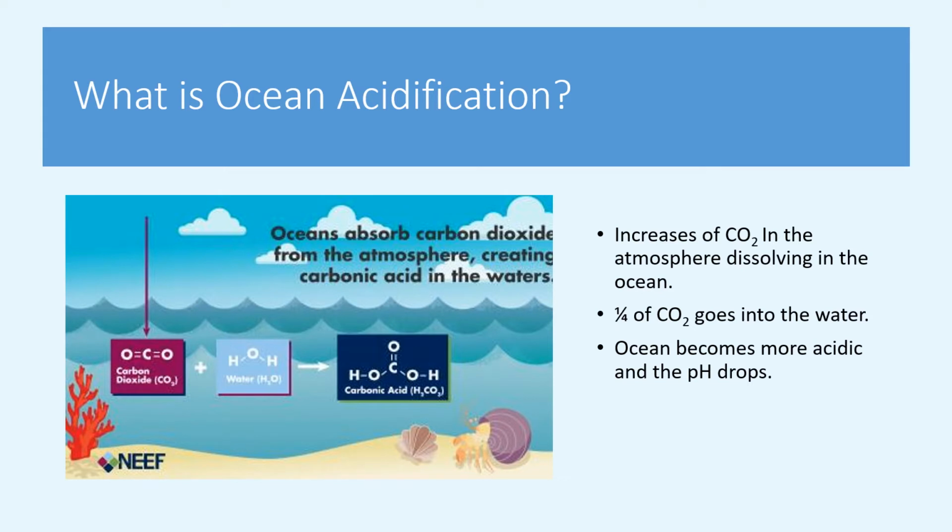Ocean acidification is when there's carbon dioxide in the atmosphere, but it also dissolves in the ocean. The carbon dioxide in the air is released by the burning of fossil fuels, and around 25% of this goes into the water. When the carbon dioxide dissolves in the ocean, this causes the water to become more acidic and the pH drops. At first, scientists thought this was fine because there would be less pollution in the air, but they didn't know the downsides.